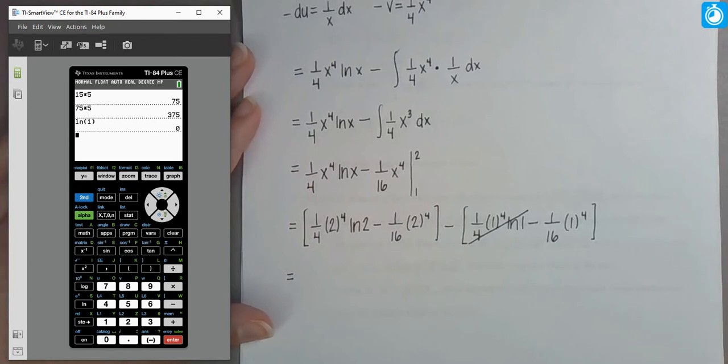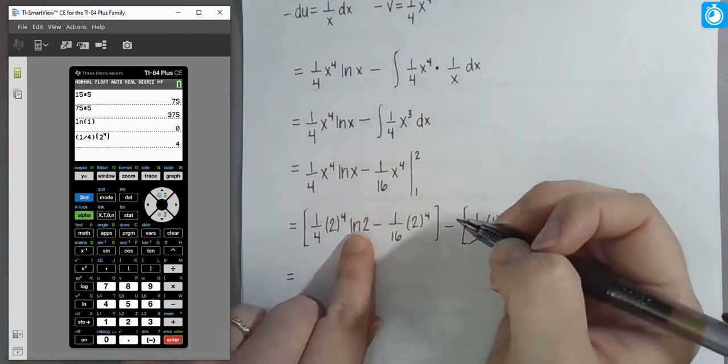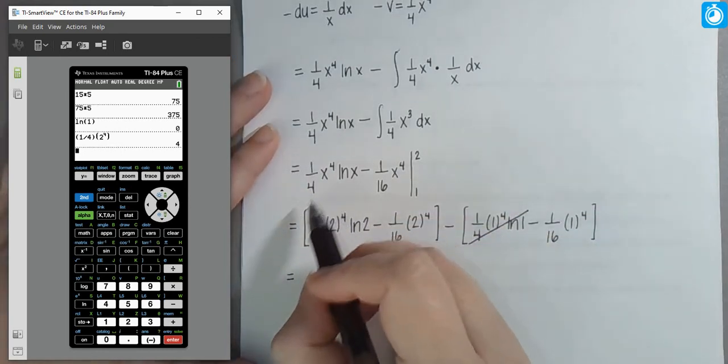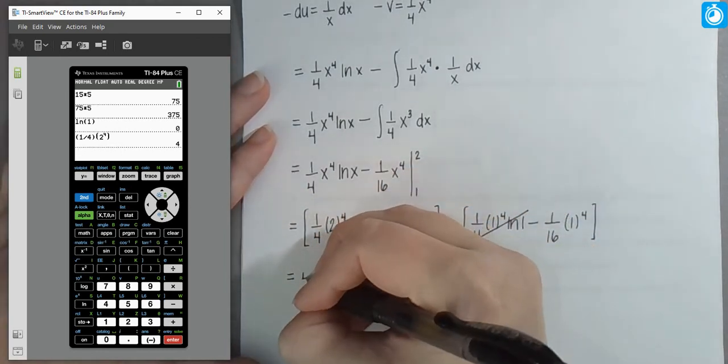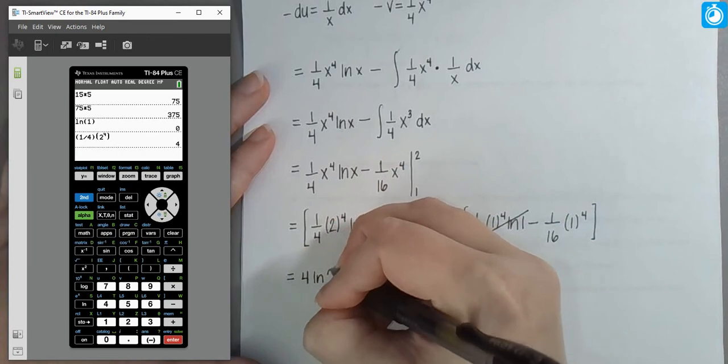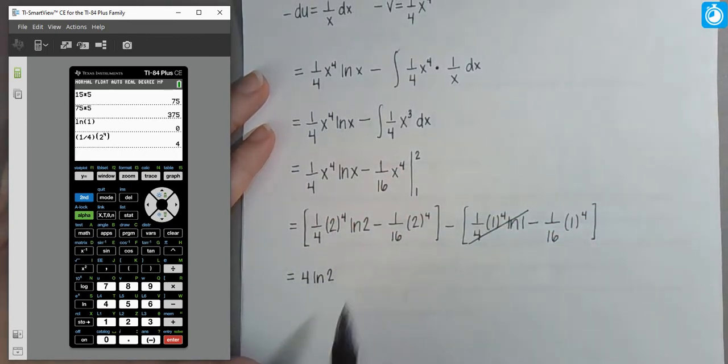So then it's just a matter of evaluating the rational parts and simplifying things down as far as we can. So we have 1/4 times 2 to the 4th power. And that's going to come out to 4. Okay, so now be careful, don't forget the natural log of 2. So the coefficient, it's going to be 4 times the natural log of 2. And that's just a number. Natural log of 2 is just a number. It just happens to be an irrational number.